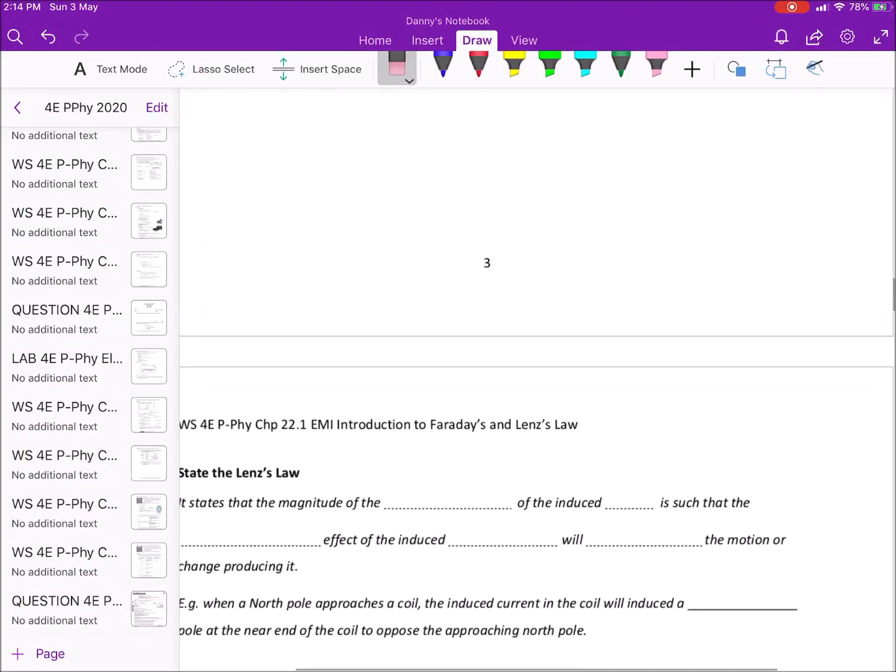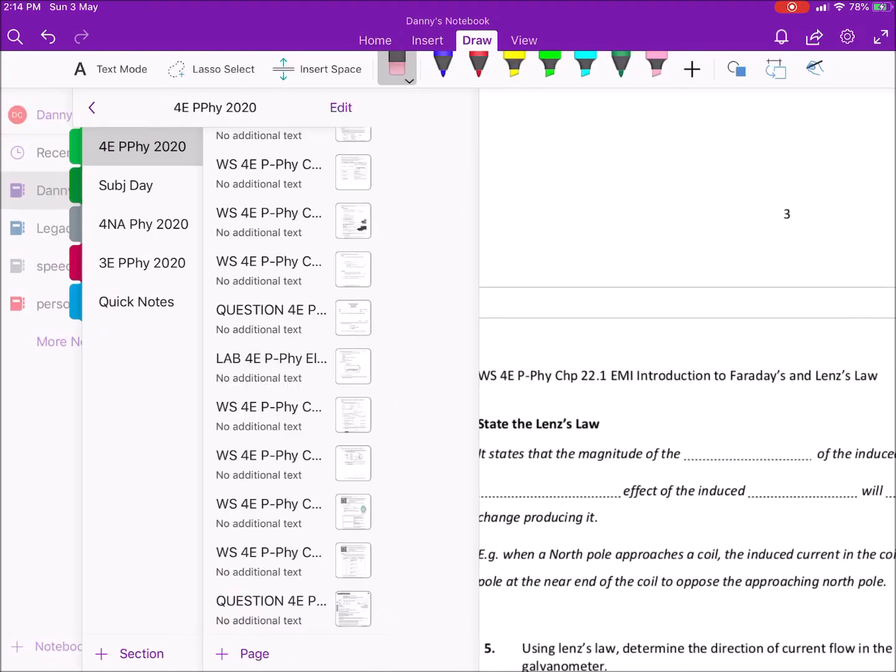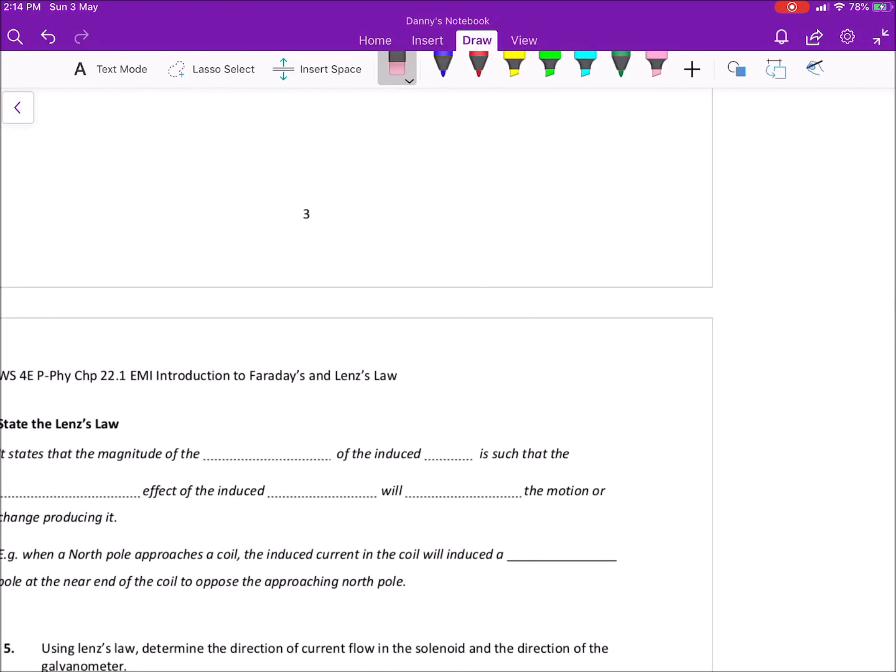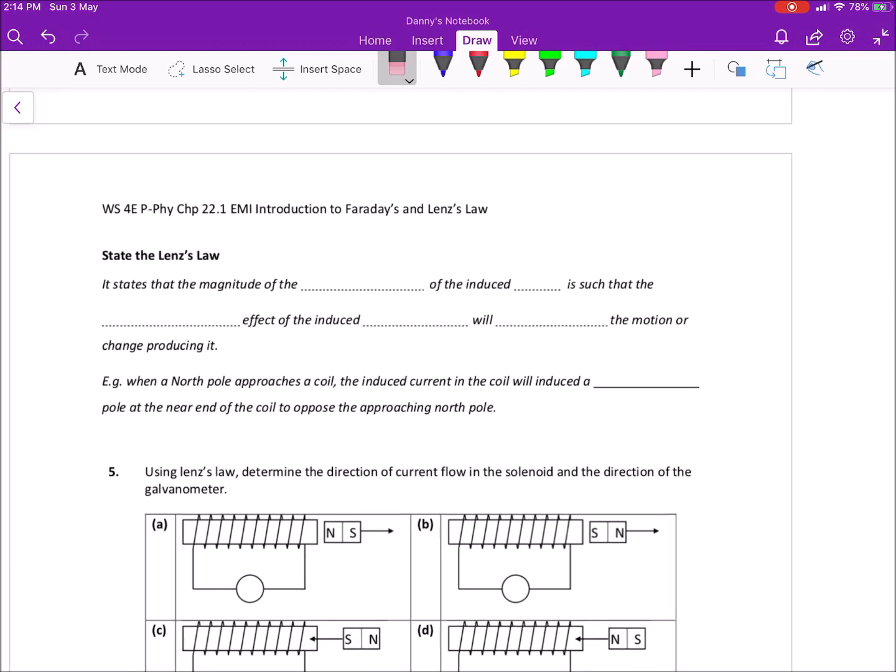So let's go to your 22.1, your page 4. So down here you will see the definition of Lenz's law. I will try to fill in the blank, but my memory is not very good, so always refer to your textbook, okay? So it states that the magnitude of the induced current is such that, the direction, not magnitude. So this one is the direction of the induced current.